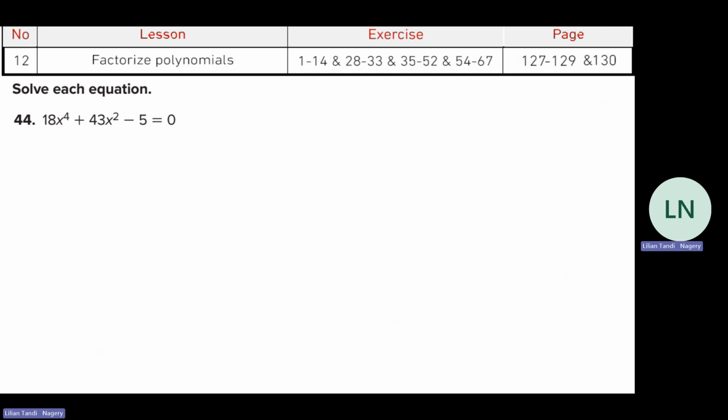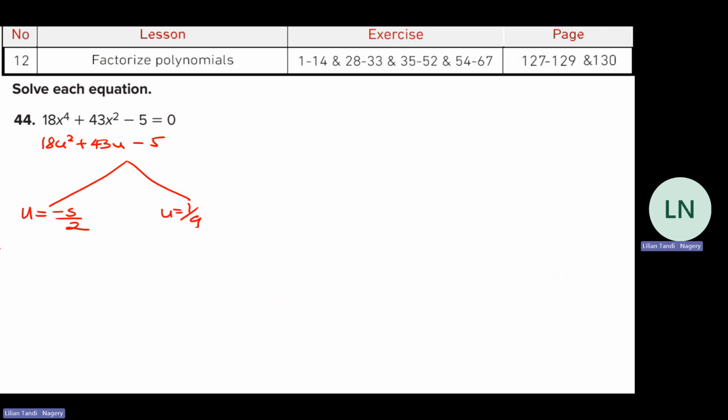Repeat the process. For this question 2, you will have 18u squared plus 43u minus 5. You should get 2 u's. Your first u should be negative 5 over 2, and your second u should be 1/9.